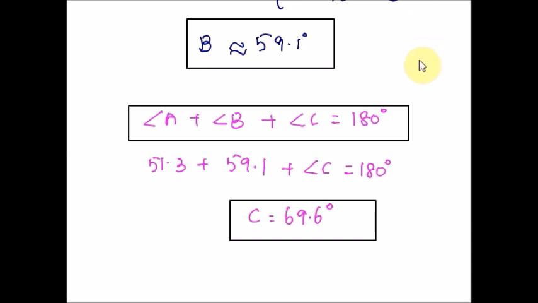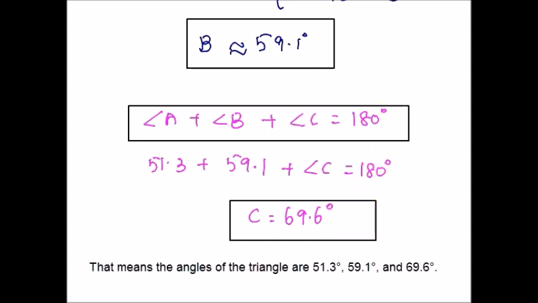In case the direction given in the question asks you to round more than that, you have to read the question twice before starting the solution and proceed as per the directions given. That means the angles of the triangle for this problem are 51.3 degrees and 59.1 degrees and 69.6 degrees. That's it for this example.